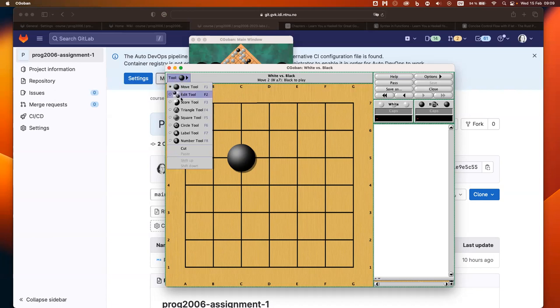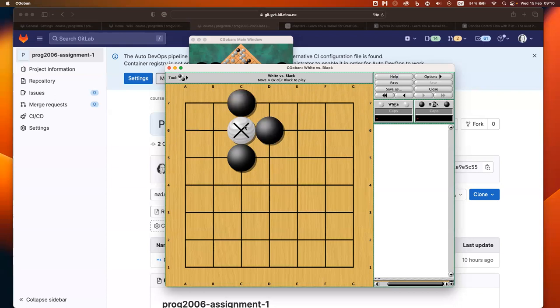Okay, so let me delete that stone and talk a little bit about that stone. So if we have C5 and we treat it as a group, you will see that this intersection, this and this are the freedom points for this stone, right? So if I do this, then the white stone only has one freedom point, which is the B6.